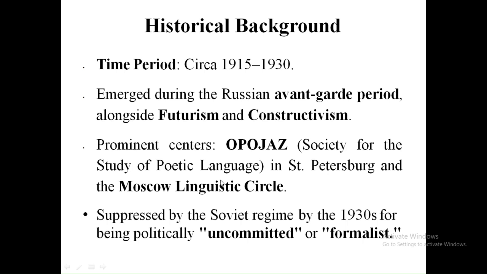These prominent centers were suppressed and controlled by the Soviet government, the Soviet regime, by the 1930s for being politically uncommitted. They were not strongly supporting the political idea. Understand that a formalist is a person who studies form and structure in literature. So the Russian formalism movement was suppressed by the Soviet government by the 1930s because they were politically uncommitted and were more formalist. This is the historical background of Russian formalism.